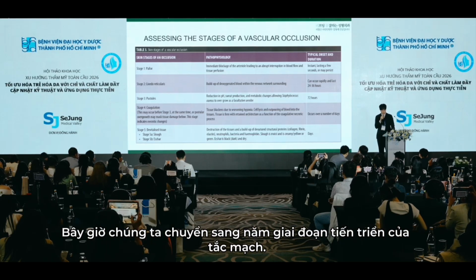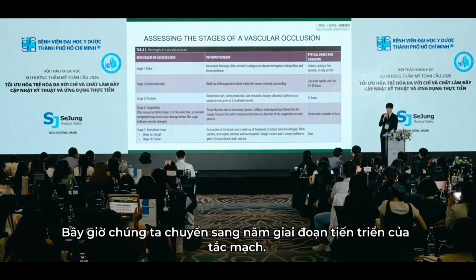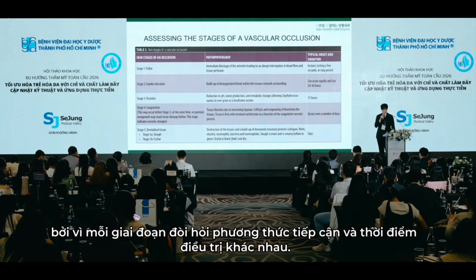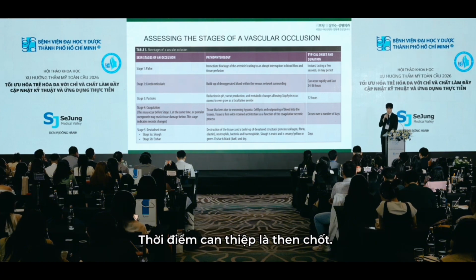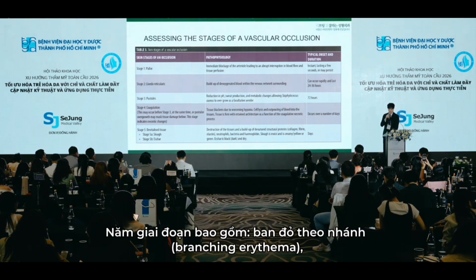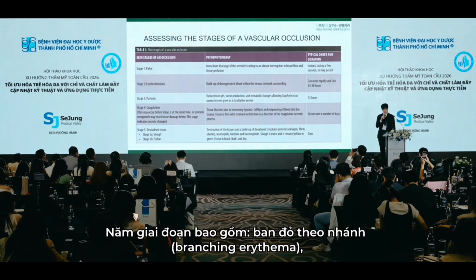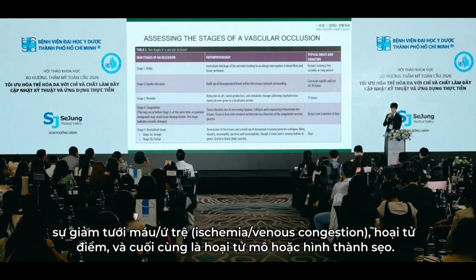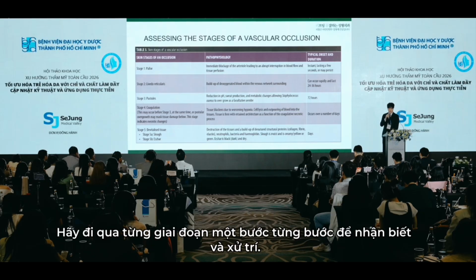Now, let's move on to the five progressive stages of vascular occlusion. Recognizing these stages is extremely important because each stage requires a different treatment approach and timing. The five stages are pallor, livedo reticularis, pustule, coagulation, and devitalized tissue or eschar formation. Let's go through each one step by step.